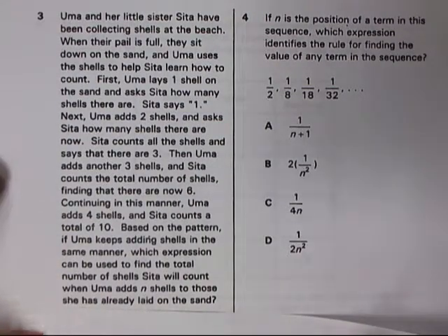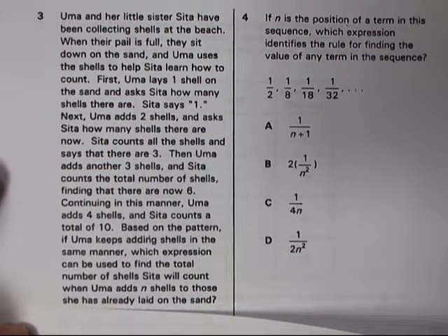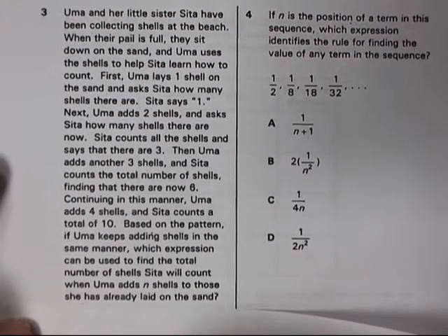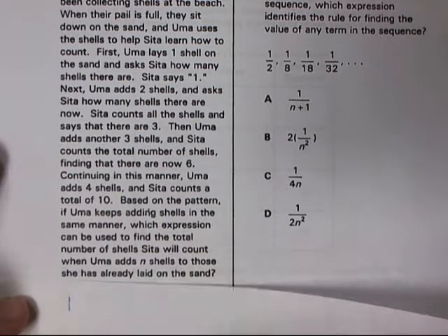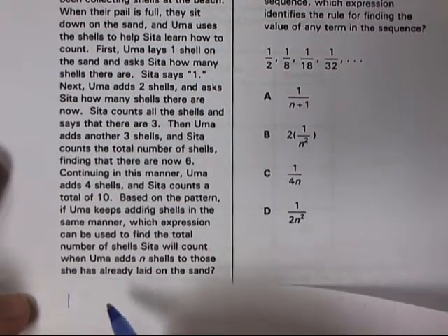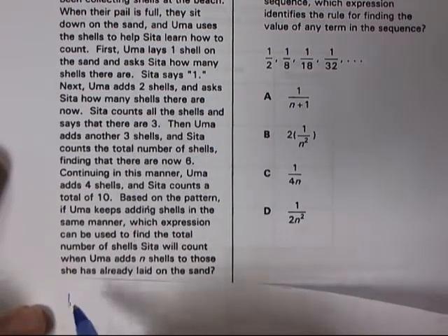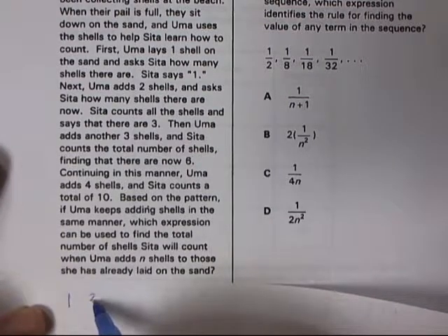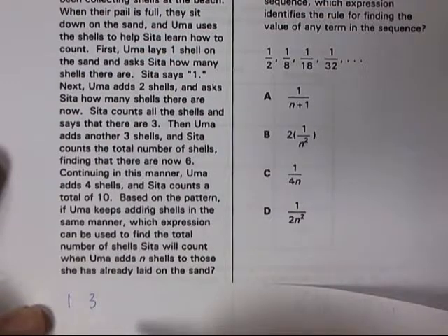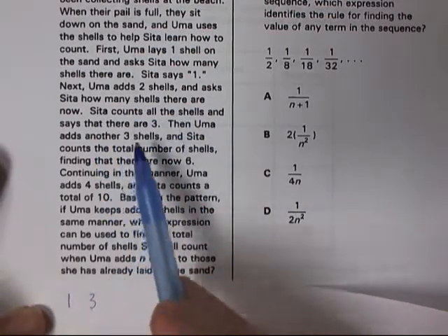Number 3, Uma and her little sister Sita have been collecting shells at the beach. When their pail is full, they sit down on the sand, and Uma uses the shells to help Sita learn how to count. First, Uma lays one shell on the sand. Okay, so let's write the number 1. Next, Uma adds 2 shells. So she's adding 2 shells, so they have a total of 3 shells. And asks Sita how many shells there are now.